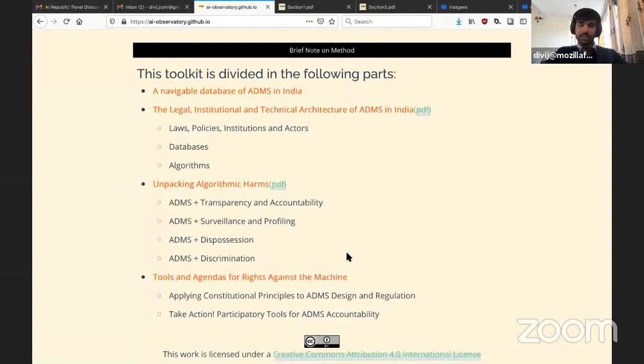A final part of this, which is unfortunately yet to be uploaded, talks about principles for the design and also tools for taking action against these systems. So the first part of that talks about how constitutional principles are very relevant, not just as judicial standards to review these systems once they might reach court, but also important to help aid in the design and ensuring the appropriate regulation of these systems once you start building laws and policies around them.